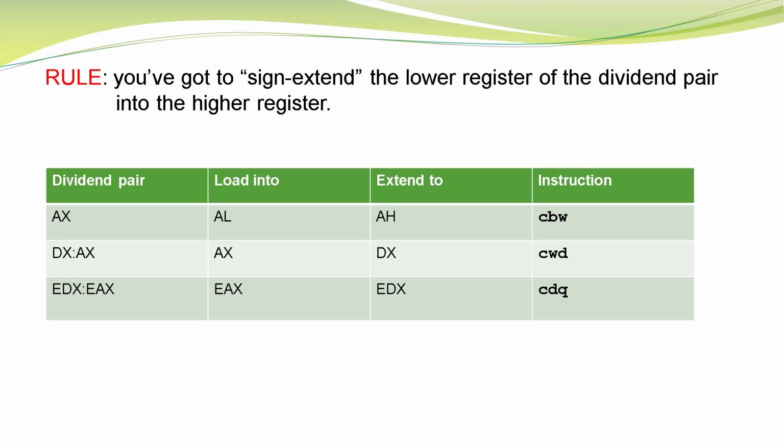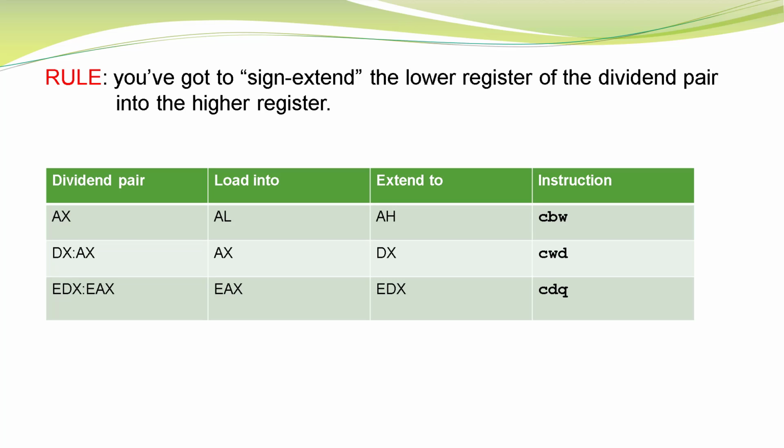You load the number you're going to divide into the lower register. Then you extend its sign to the higher register. When we were working with just unsigned integers, we just stuck a 0 in the higher register because that indicated that either the lower register was positive or that it was unsigned.